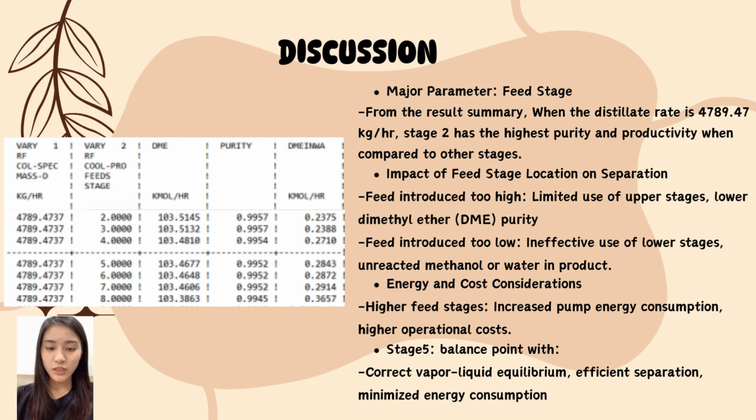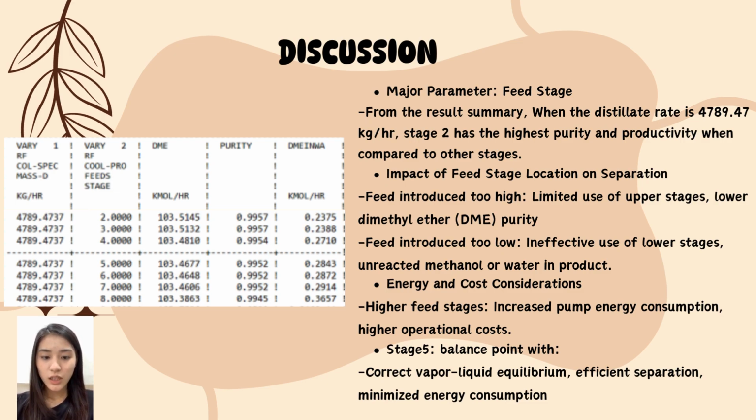From the result summary, when the distillate rate is 4,700 kg per hour, stage 2 has the higher purity and productivity when compared to other stages. But theoretically, if the feed is introduced too high, it will cause limited use of the upper stages and lower DME purity. If the feed is introduced too low, it will cause ineffective use of the lower stages, potentially causing unreacted methanol or water to remain in the product.